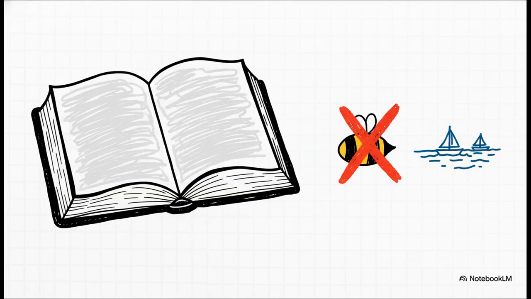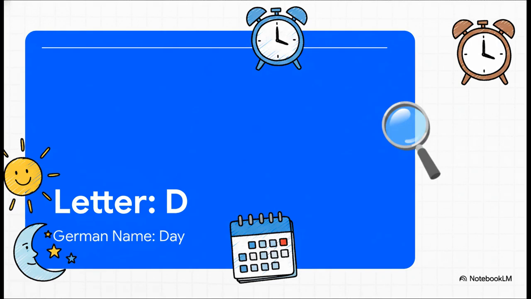So, for example, in the word das Buch, which just means book, that B sound at the start is exactly like in English. But here's the crucial part. The name of the letter isn't B, it's Bay. Go on, try saying it. Bay. All right, let's move on to the next one, and you'll see a pattern starting to form.